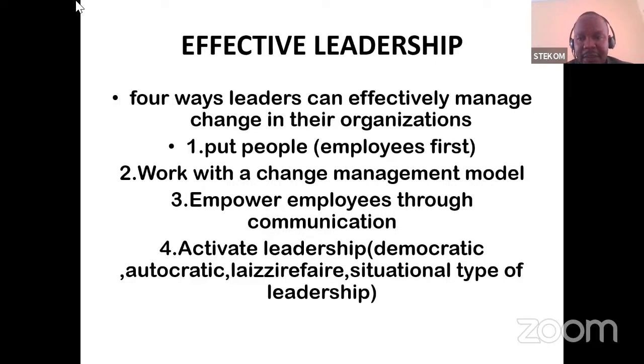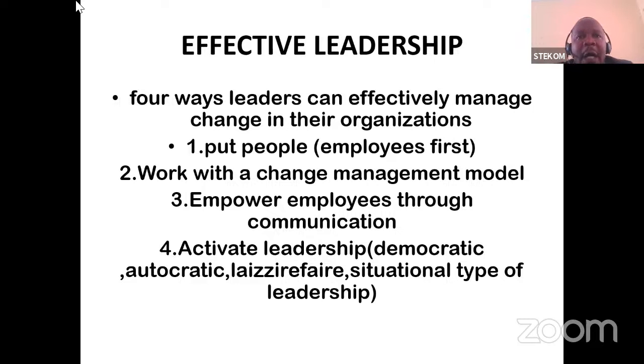The other one, you communicate. The last one, which I want each one of us to understand, is about when you're talking about leadership. Some of you that are more conversant about management or commerce, we have got different types of leadership style. Some of the types of leadership style are democratic leadership, autocratic leadership, laissez-faire leadership, and situational leadership. I will talk a little bit about each one of them so that we should understand, when you are a leader, what type of leadership style you are supposed to engage to bring some change at your organization or in your country.